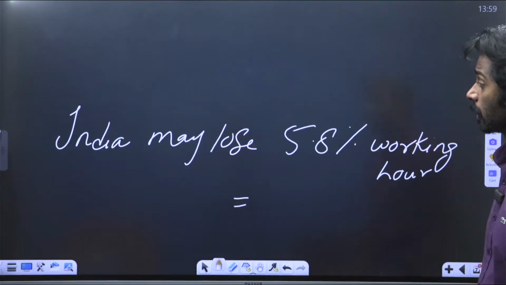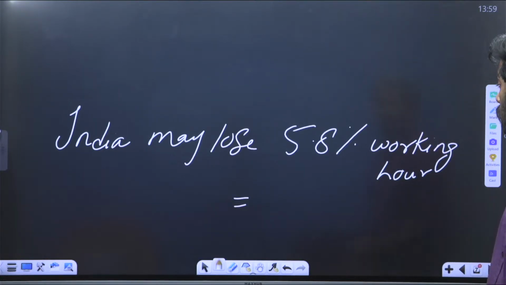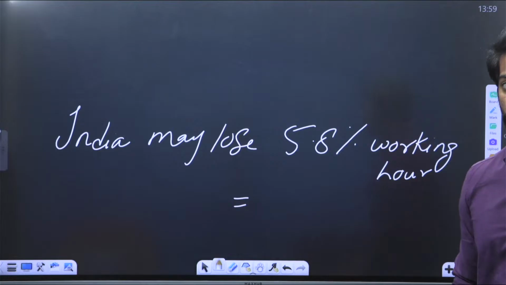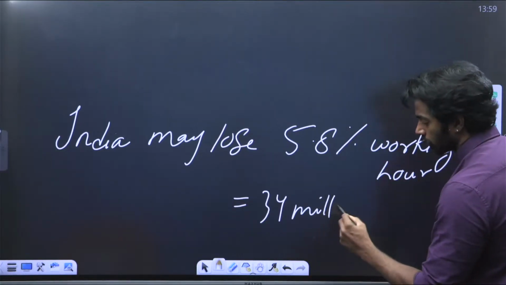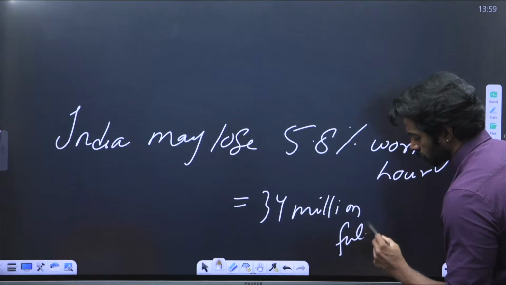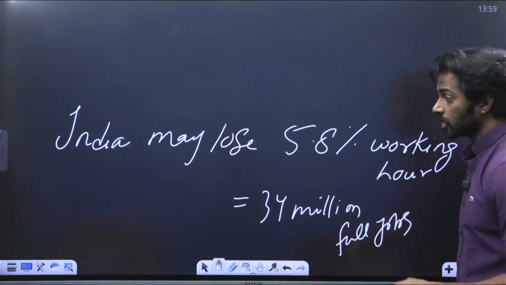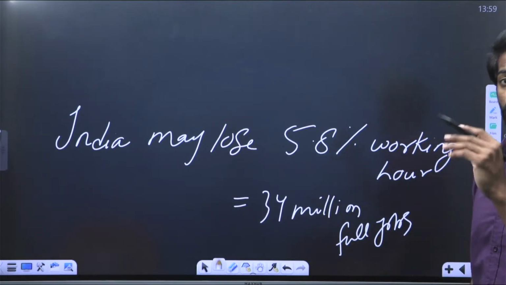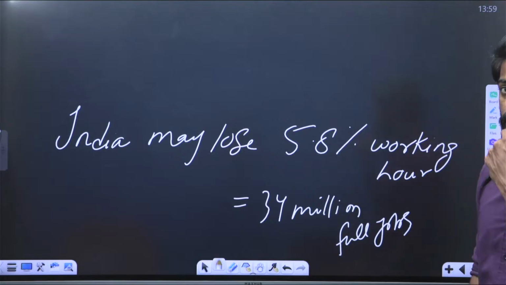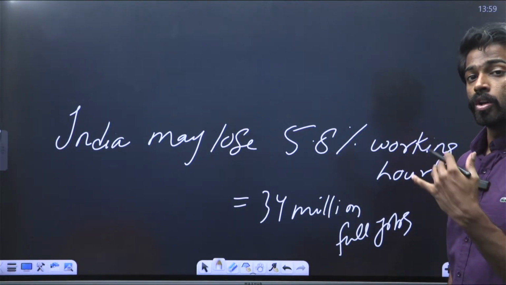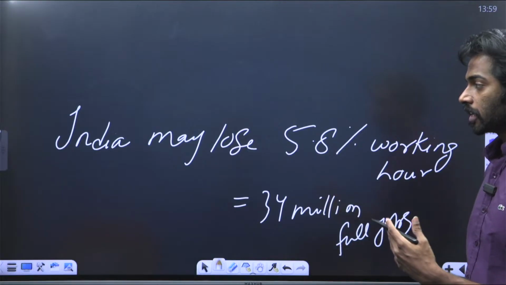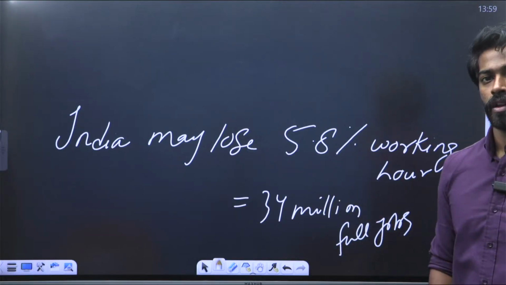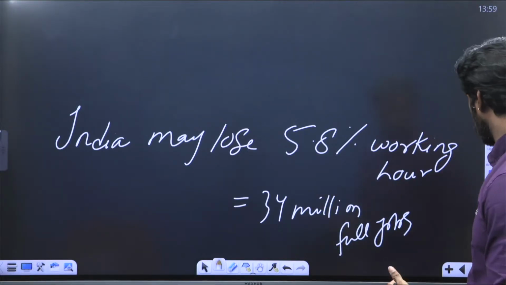Okay, and then India may lose around 5.8% of working hours, which is equivalent to 34 million full-time jobs. This is what India might face whenever it comes to a high amount of environmental temperature.